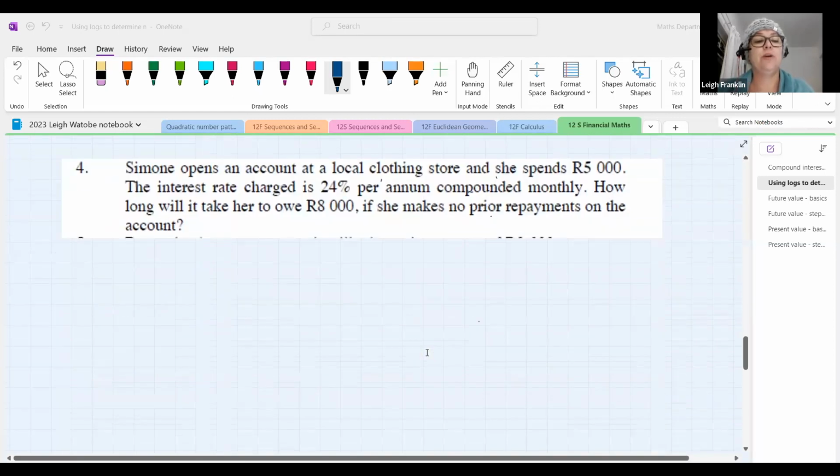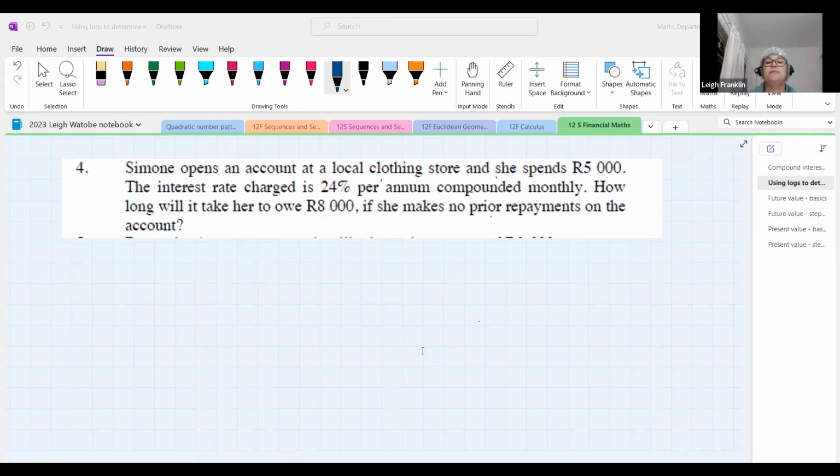Okay, so if there's no questions, let's have a look at the next thing. So Simona opens an account at a local clothing store and she spends 5,000 Rand. The interest rate charged is 24% per annum compounded monthly. How long will it take her to owe 8,000 Rand if she makes no prior repayments on the account? Exactly, Vuyo. Exactly. By double, it meant 2x.